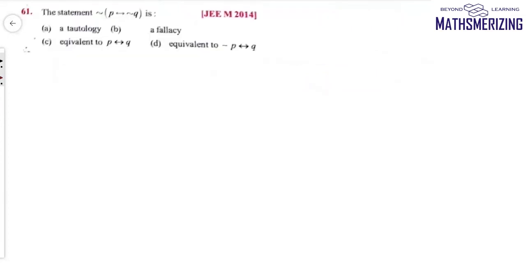Now question number 61 says, this statement is equivalent to which of the following? So which is not of P if and only if not Q. Now for if and only if, it's always better to go with the truth table method. So I'll take P, Q, not Q, then P biconditional not Q, and then not of P biconditional not Q.